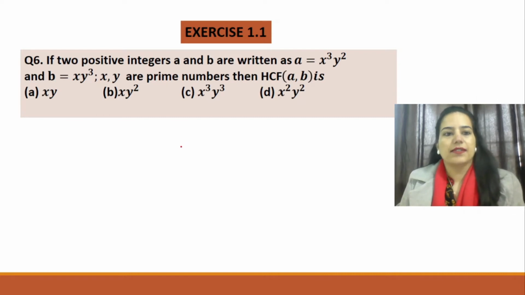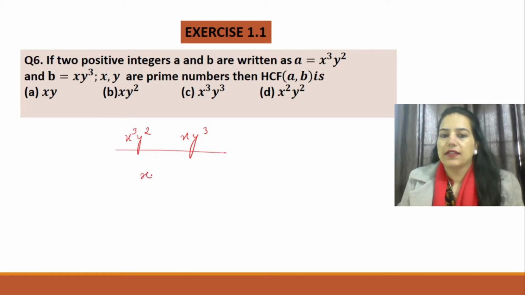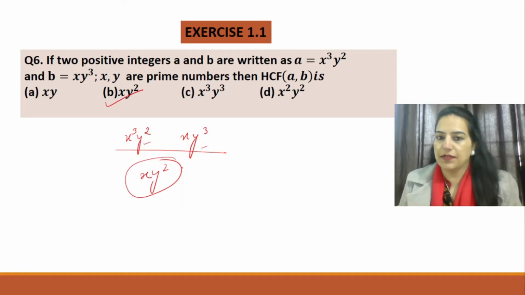Question number 6. If two positive integers a and b are written as x cube y square and x y cube, where x and y are prime numbers, what is the HCF? It's simple. What is common among them? x, and if you look at y, y square. So x y square is the common factor among both. So B is your correct answer.